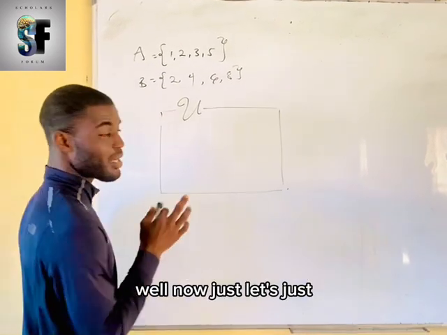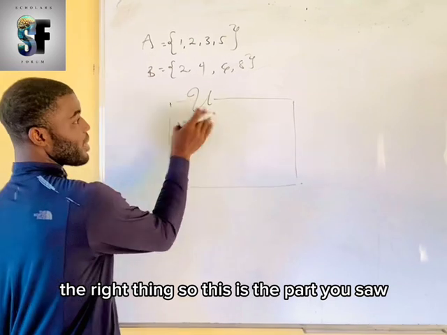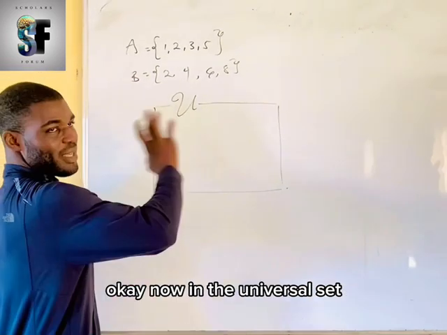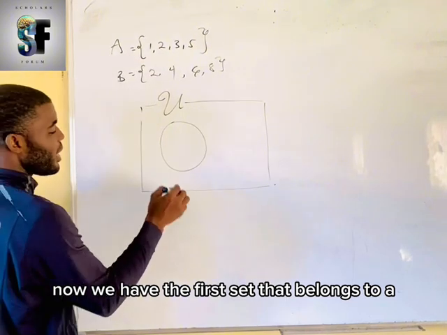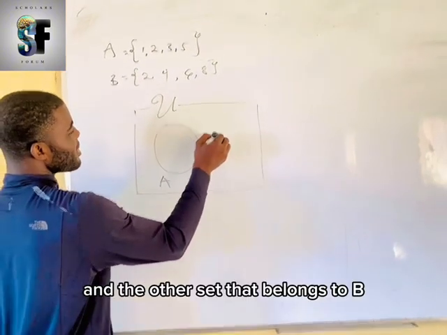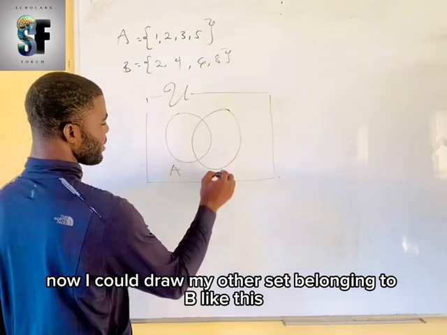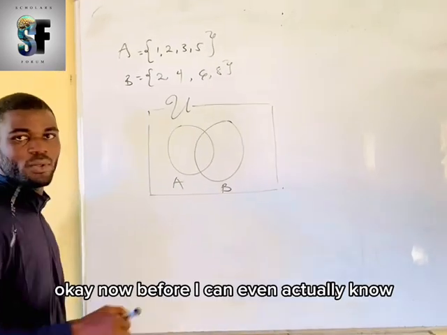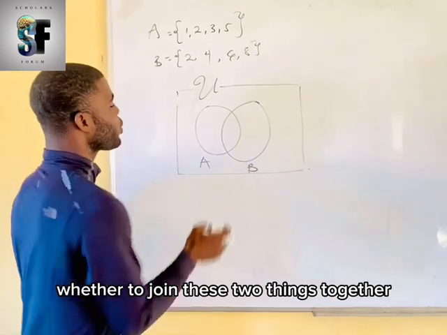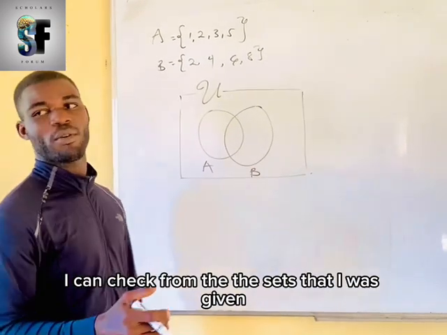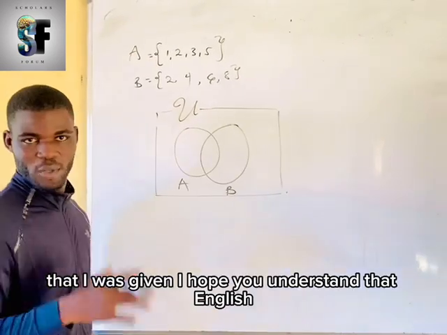Let's assume that you didn't see the first part of the writing. So, this is the part you saw. In the universal set, it's going to be holding here. Now, we have the first set that belongs to A, and the other set that belongs to B. I could draw my other set belonging to B like this. Before I can actually know whether to join these two together, I can check from the set of sets that I was given. I hope you understand English.